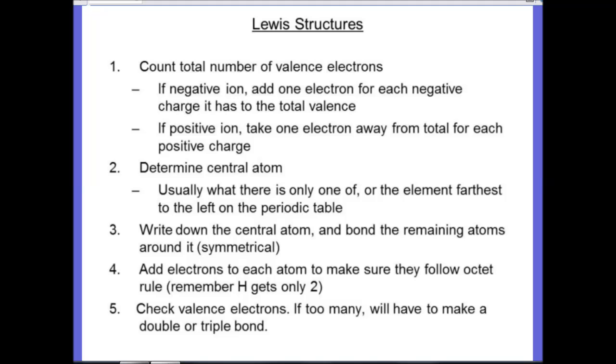Remember, we're going to count our valence electrons, determine our central atom, bond everything to the central atom, and then check the octet rule to make sure we don't need double or triple bonds.